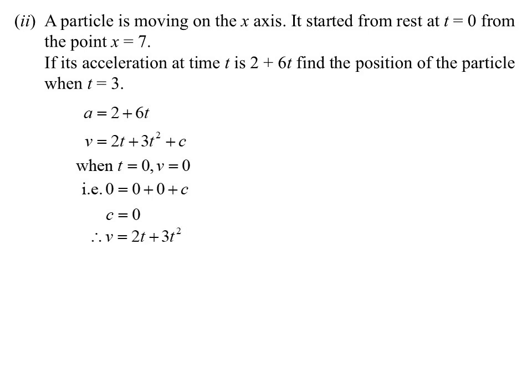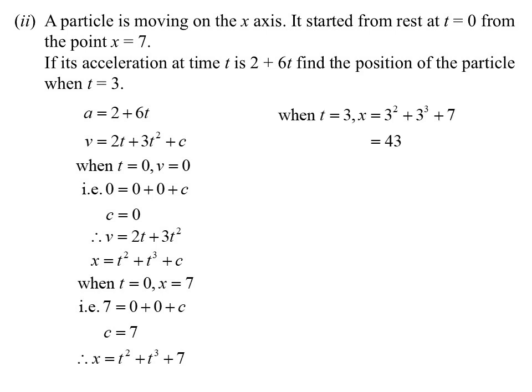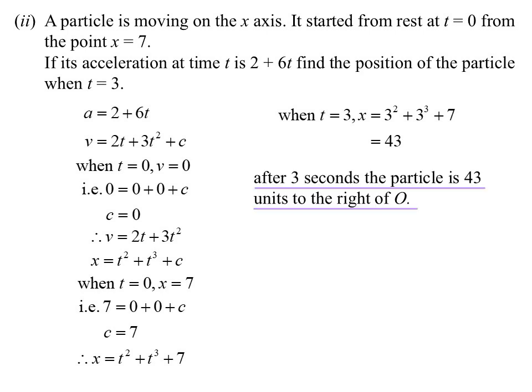There's v equals 2t plus 3t squared. Now I want to find displacement, but in this case, I'm going to have a problem if I forget my constant, because when t equals 0, x was equal to 7. Substitute in, the constant turns out to be 7. There's my displacement equation. So when t equals 3, I substitute into my displacement equation, and we come up with 43. So there we are, 43. I could say at x equals 43, 43 in the positive direction, 43 to the right. There are different ways you could say it, but basically you're telling it where the position is.